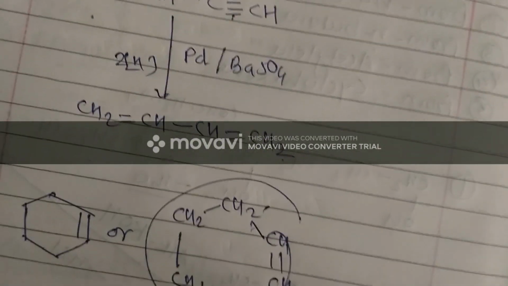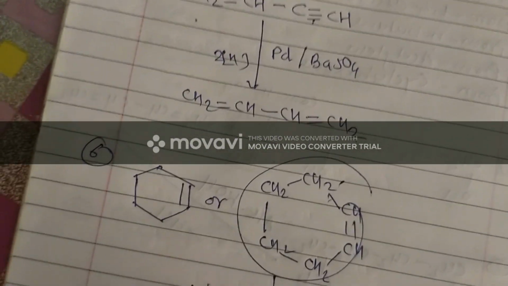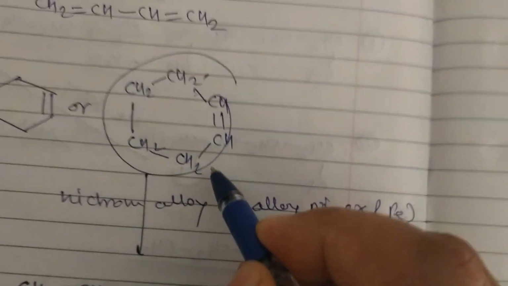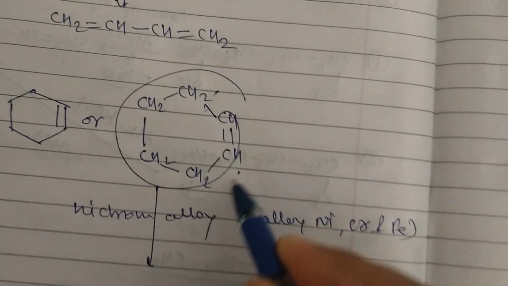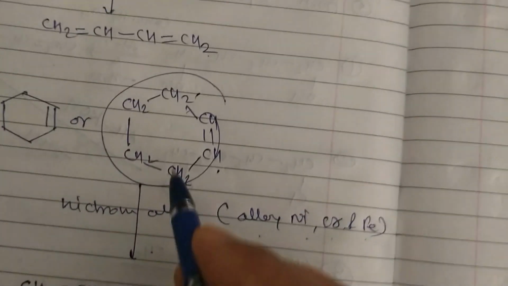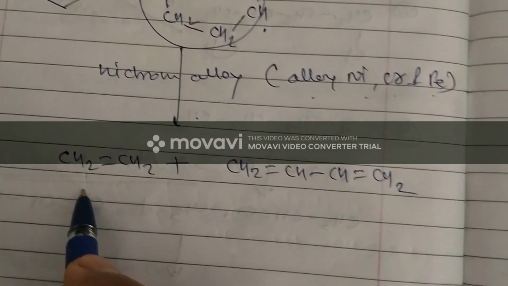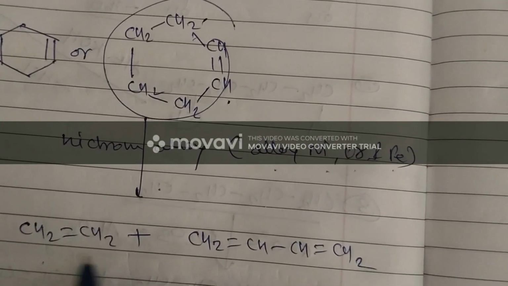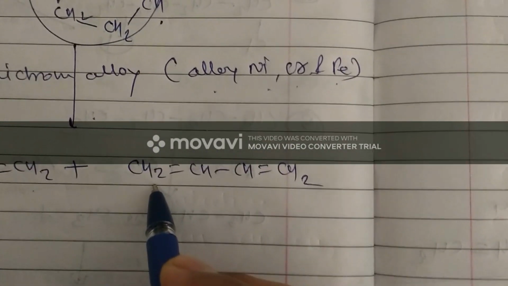and it is converted into 1,3-butadiene. And the last preparation is from cyclohexene. The vapors of this cyclohexene, when passed through nichrome alloy, that is an alloy of nickel, chromium and iron, break this molecule and it is converted into two products, ethylene and 1,3-butadiene.